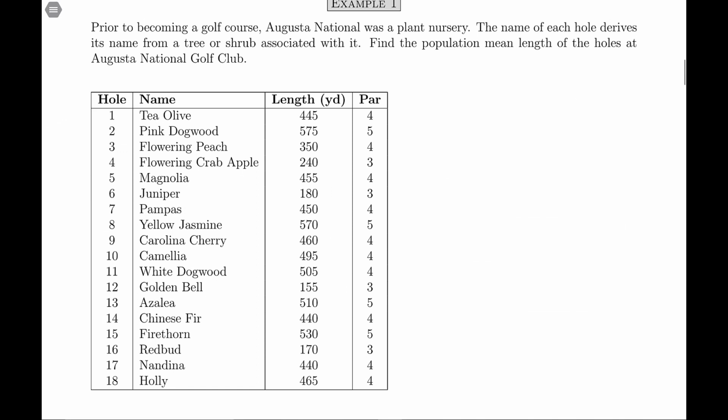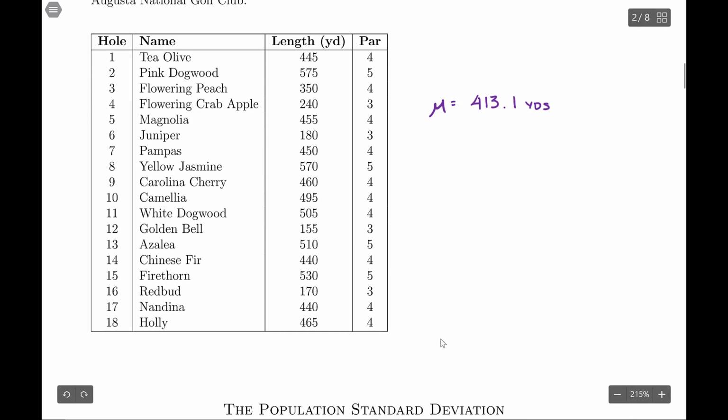So the mean, in this case, mu is equal to 413.1 yards. And again, recall that the units are important. So there is a big difference between x bar and mu. We just need to make sure that notationally we're using the right symbols when we do these problems.